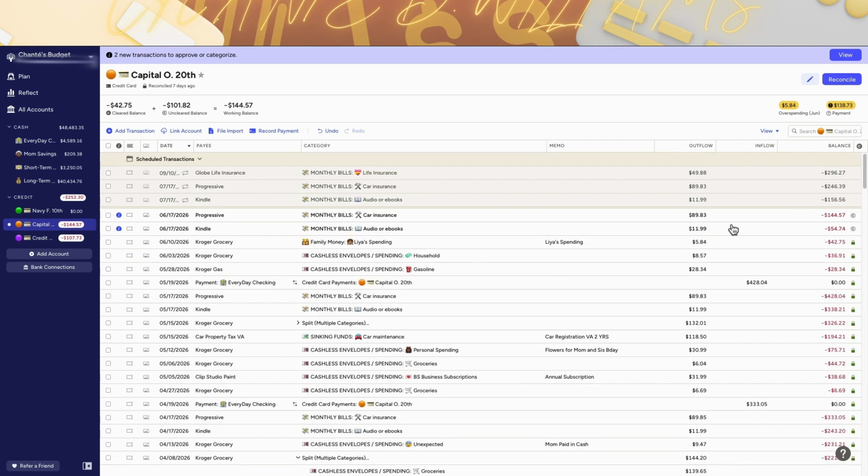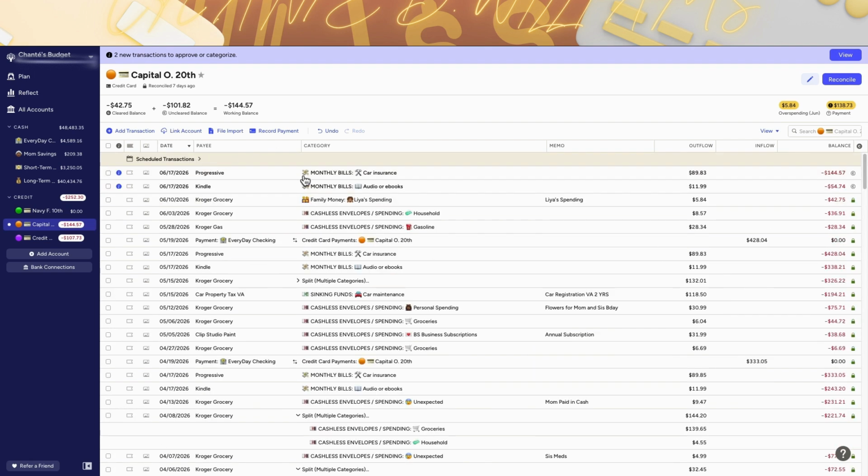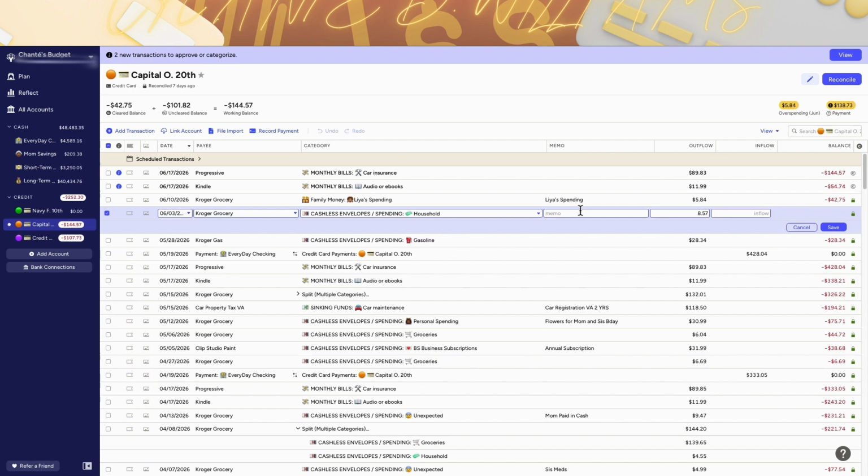Okay, so I do have these transactions in already. So there go the gas, there go the $8.57, the $5.84, the $11.99, I need to approve that, and the $89.83, I need to approve that. So I only have one extra thing that I have to add, and I did take it out of household. So apparently I made up my mind last week. So let me just put in what it was for.